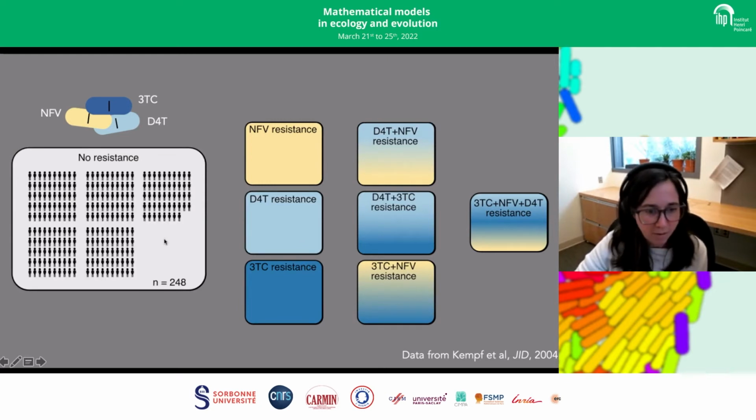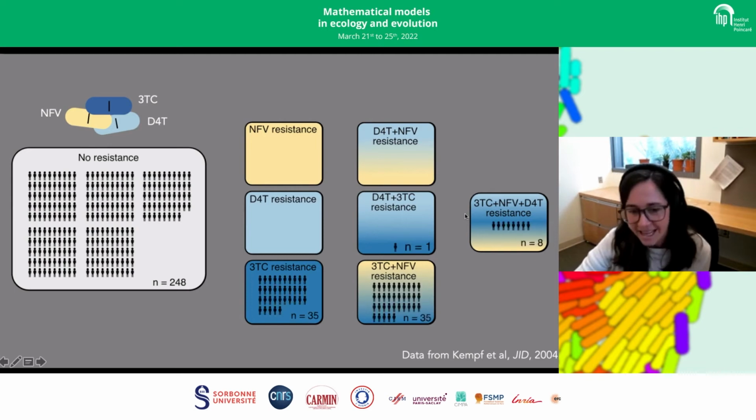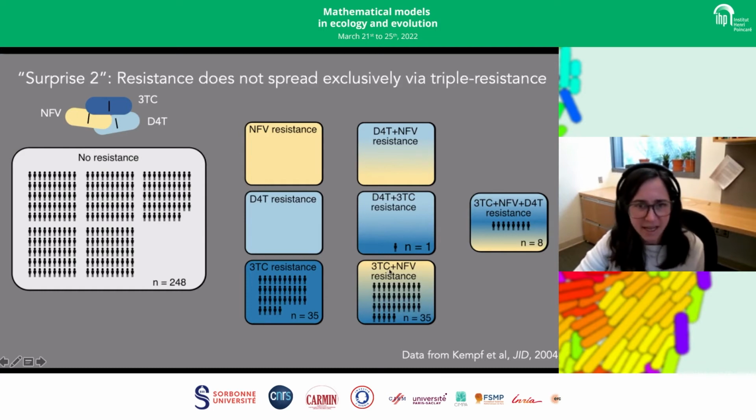And as we expected, we find that a lot of individuals are over here. They didn't get any resistance mutation as we would expect and hope. Now, if we look at the people who do have resistance mutation, the question is, do we find them all over here in the triple drug case? And the answer is no. We find many individuals that have a single drug resistance mutation or 2 drug resistance mutations. What this is suggesting to us is that resistance isn't actually spreading exclusively through triple drug resistance. It's more complicated in terms of how these mutations are acquired.